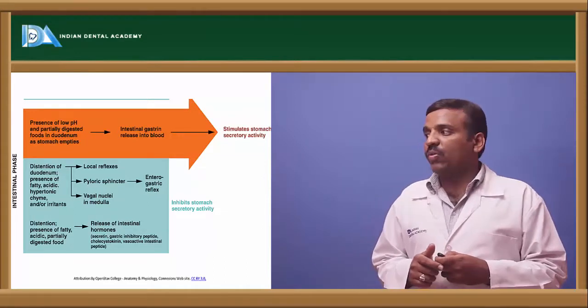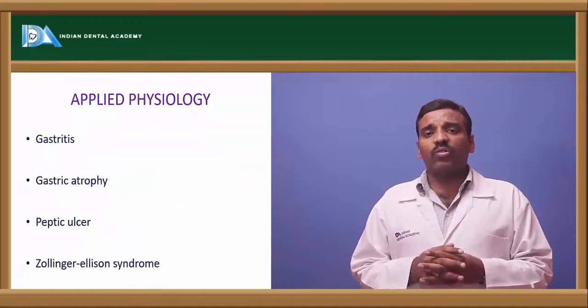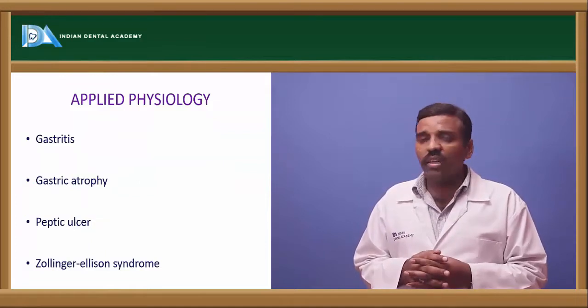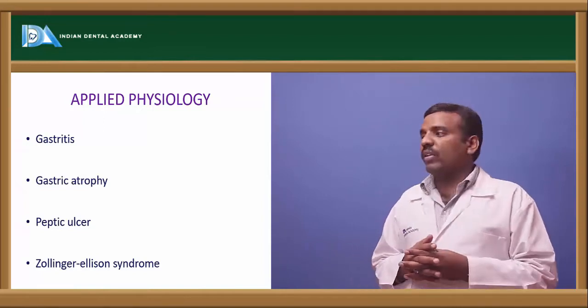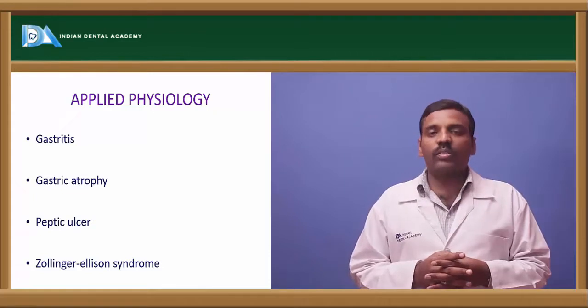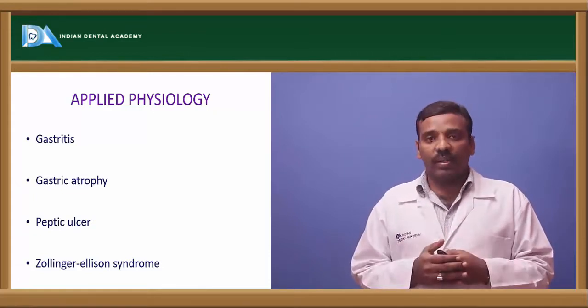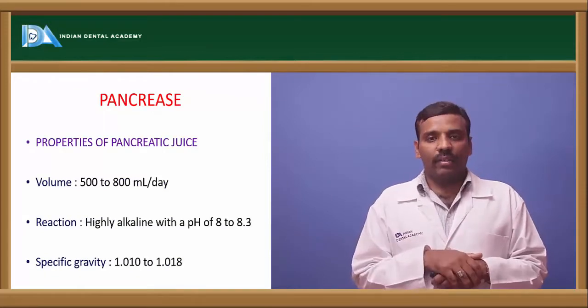Next is applied aspects. The applied aspects of the stomach are gastritis, gastric atrophy, peptic ulcer, and after that Zollinger-Ellison syndrome. These four conditions are the applied aspects of this. Next one is the pancreas.